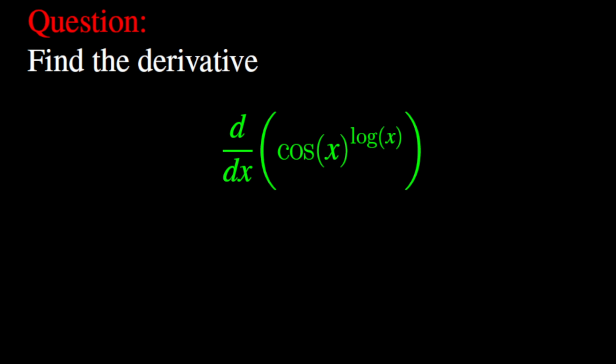Hello. In this problem we are asked to find the derivative of the function cosine of x to the power logarithm of x. This is a typical calculus 2 problem. We will carefully walk you through the solution, by applying the chain rule, and the logarithmic differentiation technique.